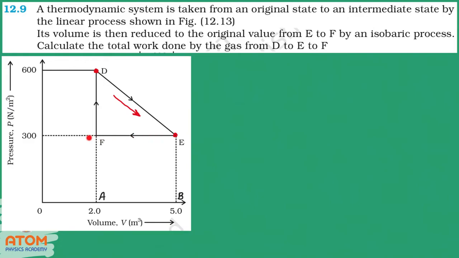See, from E to F, here it is moving under constant pressure. This is E to F in constant pressure, that means it is an isobaric process. So, calculate the total work done by the gas from D to E to F. Here we have to find out the total work.